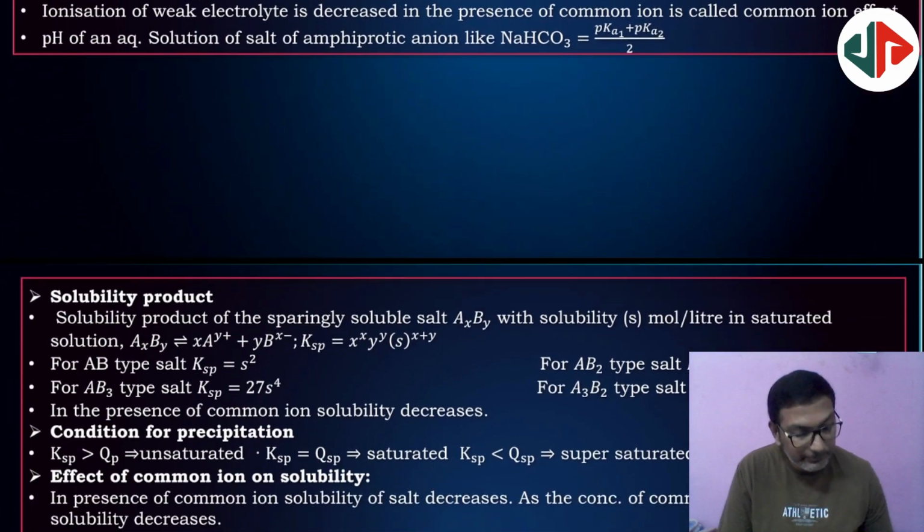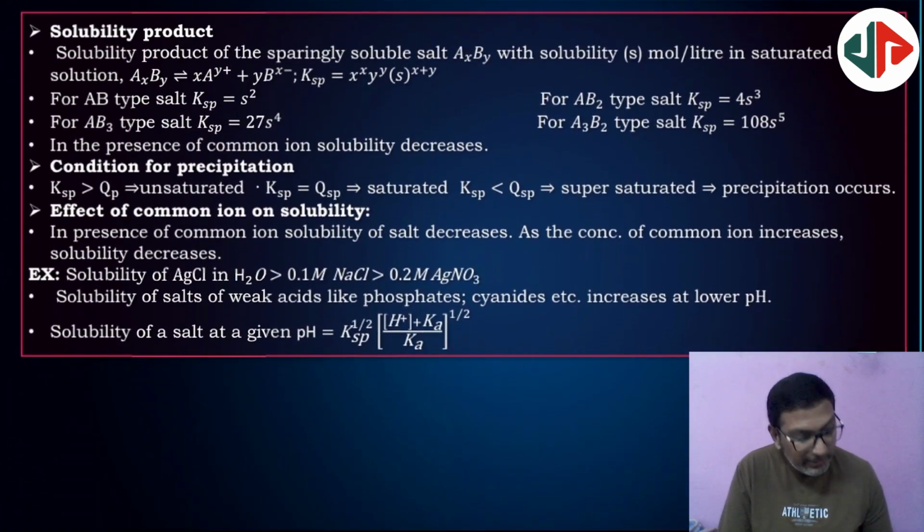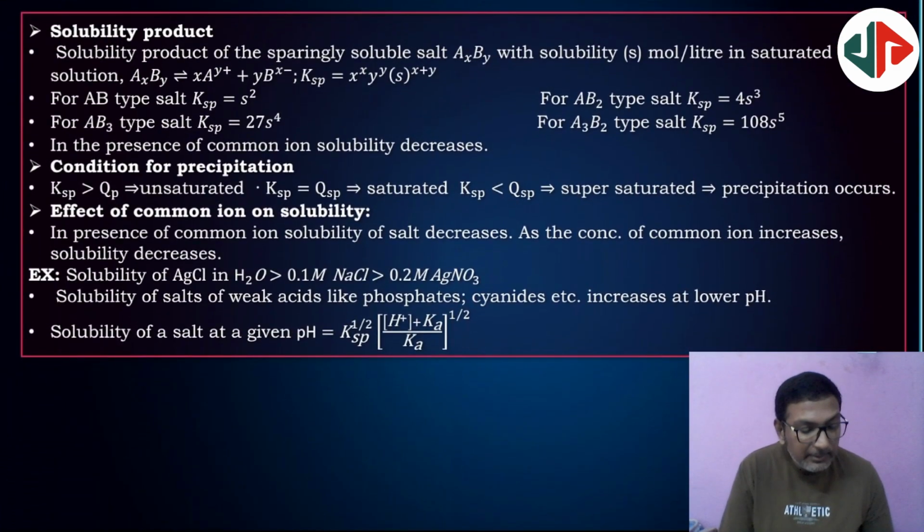Next, solubility product. Solubility product can be calculated by this expression. Suppose A_xB_y salt is present, it dissociates into xA^(y+) plus yB^(x-). Dissociation will be like this. Ksp equals x^x, y^y and S^(x+y).